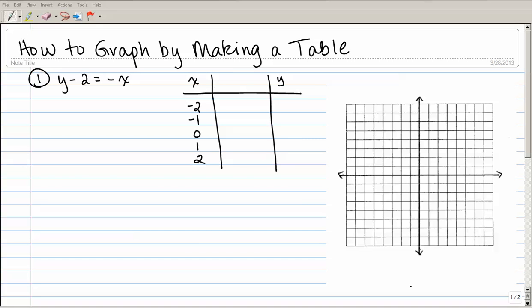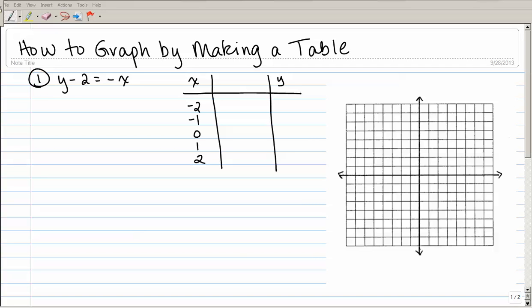Here's how to graph a linear equation by making a table. So given the equation y minus 2 equals negative x, the first thing we want to do is solve it for y. Write it in the form of y equals everything else. So I need to isolate y to the left of the equal sign.